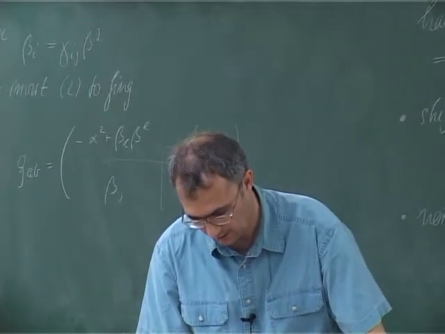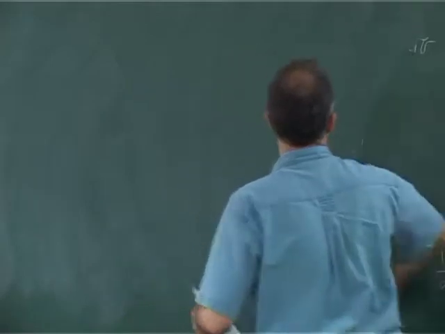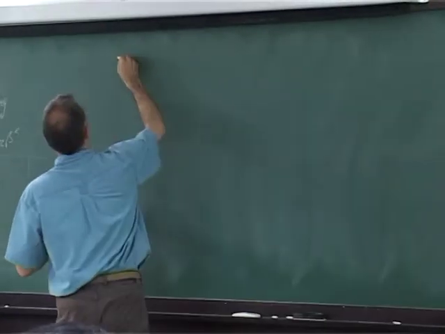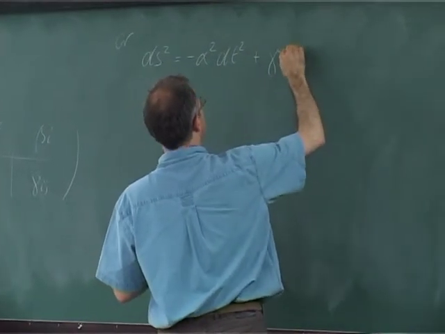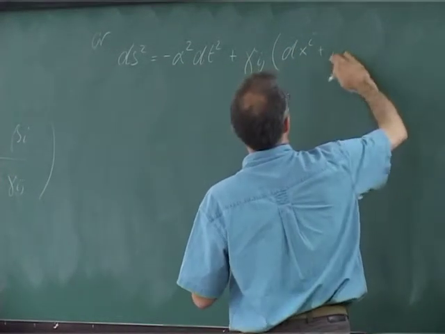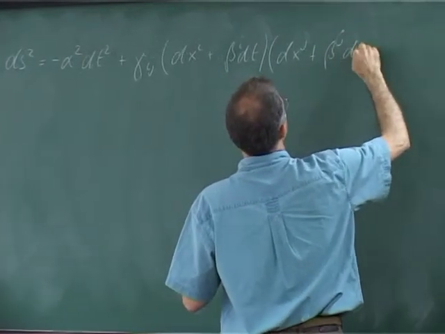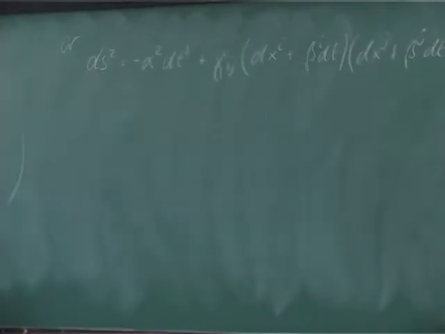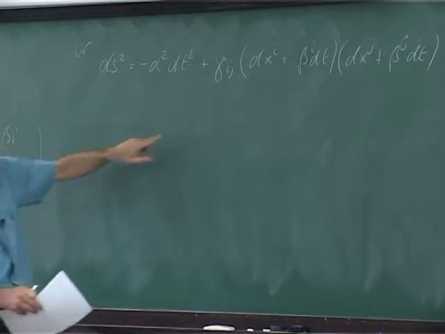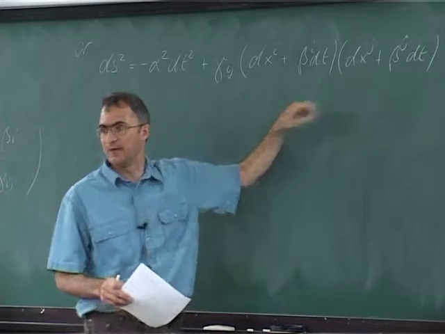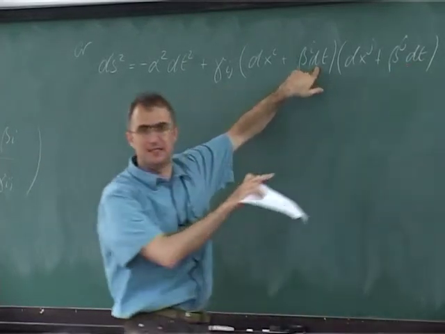Or if I wanted to write this out as a line element, I can write this metric in the following way: ds squared equals minus alpha squared dt squared plus gamma_ij times (dx^i plus beta^i dt) times (dx^j plus beta^j dt). Now, where does the alpha dt squared come from? That comes directly from this alpha squared. You also notice where this gamma_ij comes from. That comes from these contractions. The beta^i comes from the mixed terms, for example, that one with that one. The one that you might be puzzled by is, wait, didn't I forget this one? That is the one that you get by taking these two t squared terms.